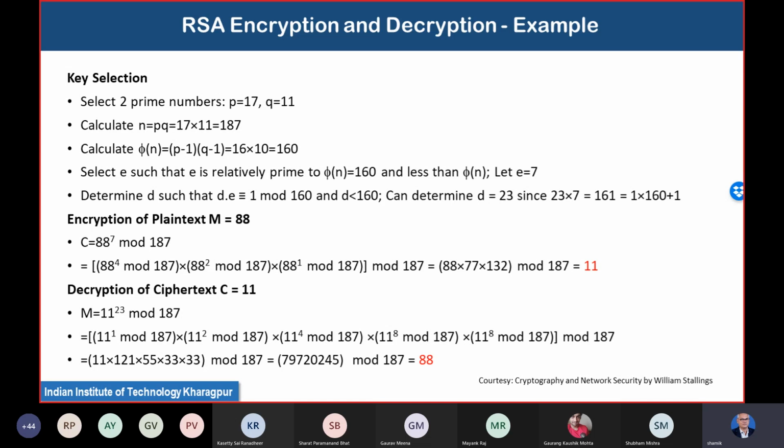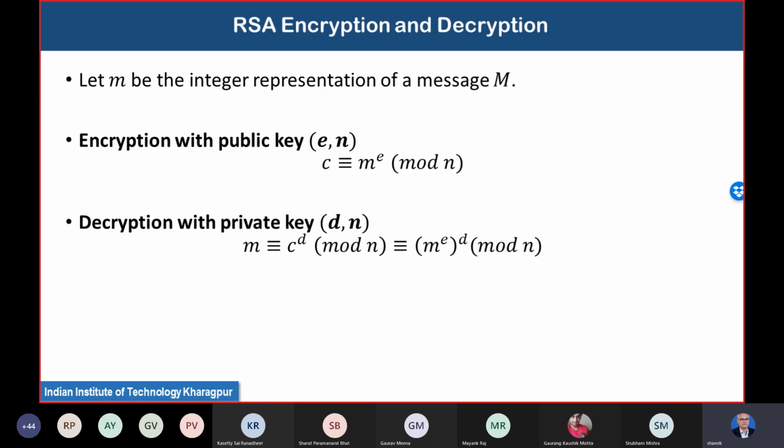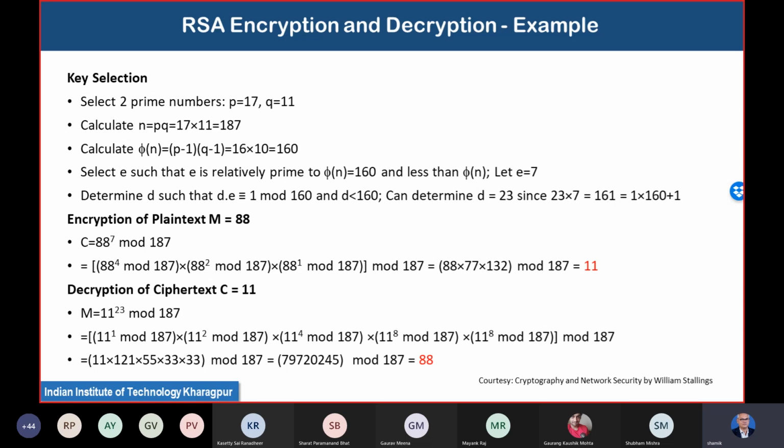If I want to encrypt a plain text M, say this integer 88 itself, then how do we create the ciphertext? As we have seen previously, the ciphertext will be M raised to the power e mod n. So it is 88 raised to the power 7 mod n, and n we have seen is 187.